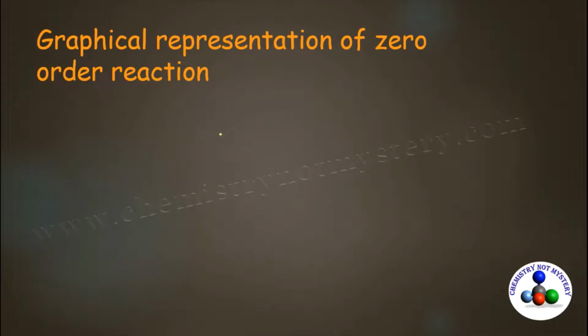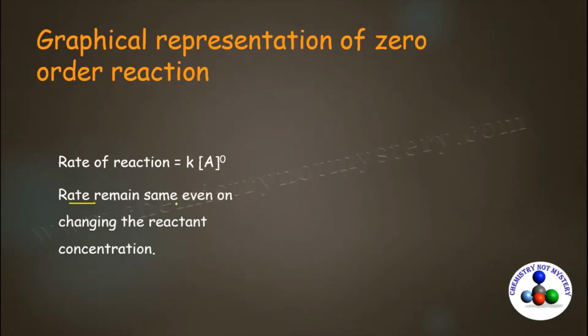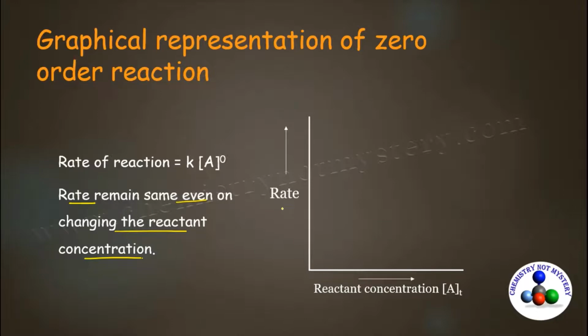Now come to the graphical representation of zero order reaction. We have the equation rate of reaction is equal to rate constant multiplied by the reactant concentration raised to the power 0. That means rate remains the same even on changing the reactant concentration. So when you plot a graph of rate versus concentration of reactant, you will get a straight line that is parallel to the x-axis because rate doesn't change even on changing the reactant concentration.